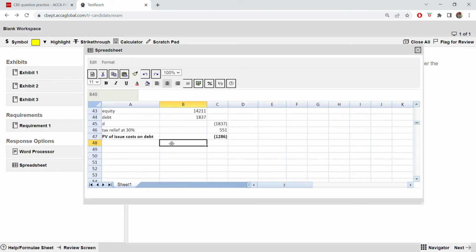Okay, now you're done with the issue cost of both equity and debt. So what is next? Tax relief. You can even label also. Working 1, 2, 3, 4, 5 or A, B, C, D like that. Or in Roman numbers 1, 2, 3 like that. I'm not using it right now. Tax relief on loan interest.